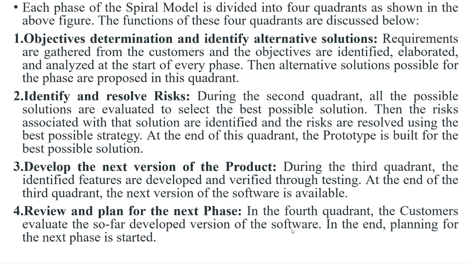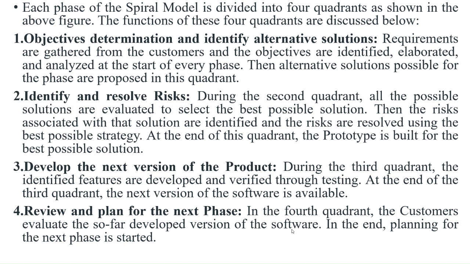In this phase, determination is done. Determination is nothing but analyzing and choosing, known as objective determination, and identify alternative solution. If we are having any problem in requirements gathering, we are finding the solution for that problem. We are finding not only one solution, we are finding the alternative solution for that problem. In this phase that thing happens.